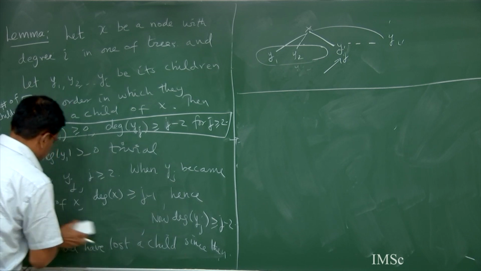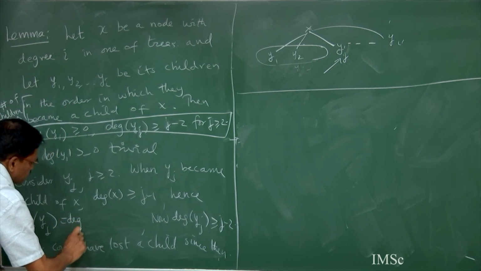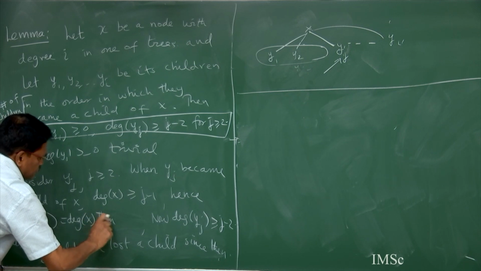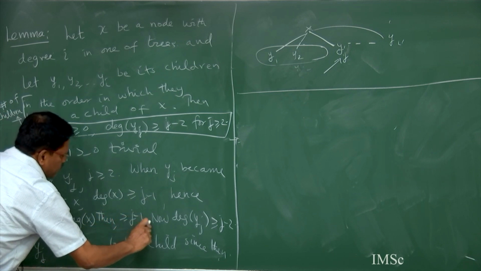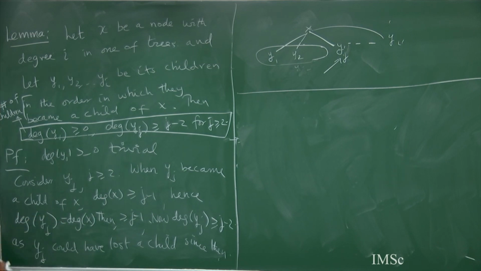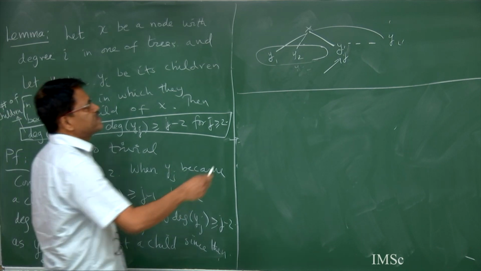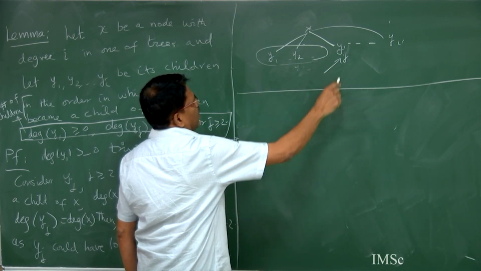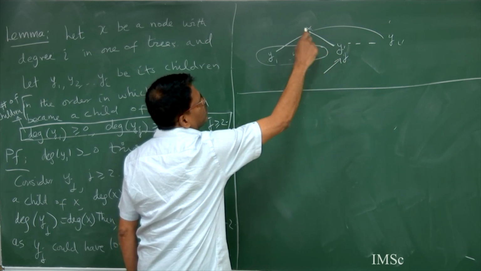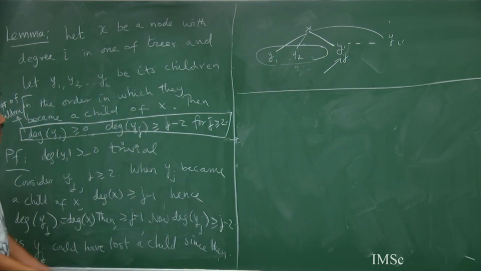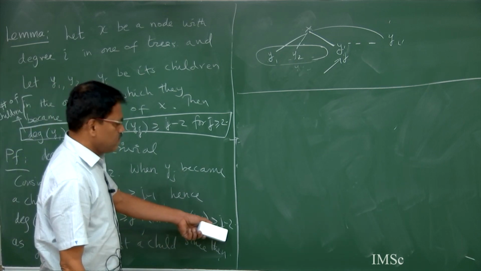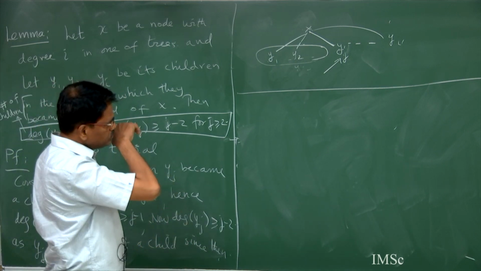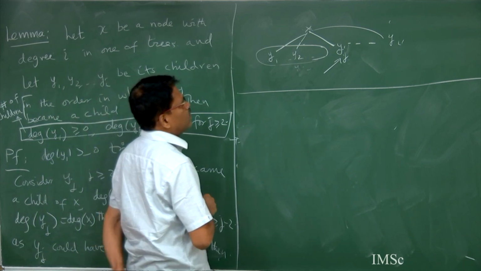Degree of yj at that point, hence, is greater than or equal to j minus 1. Right? Degree of yj and degree of x were the same at that time, but x had at least these children, so its degree was at least j minus 1, and these two guys have the same degree, so its degree would also be at least j minus 1. And since then, later on yj might have lost another child due to a decrease key operation, and so its degree would be at least j minus 2.